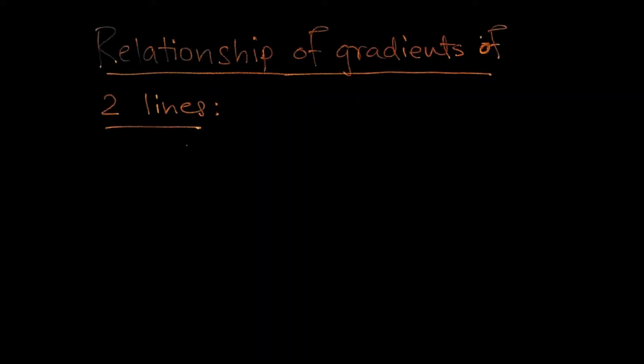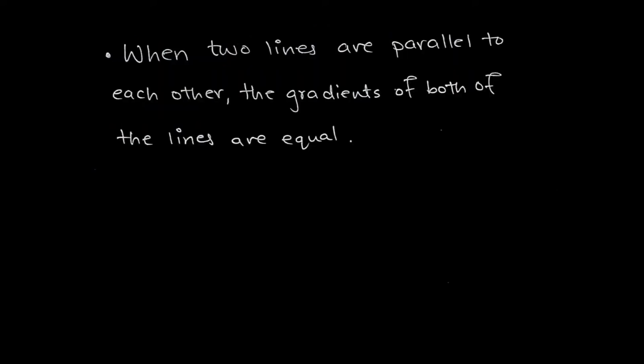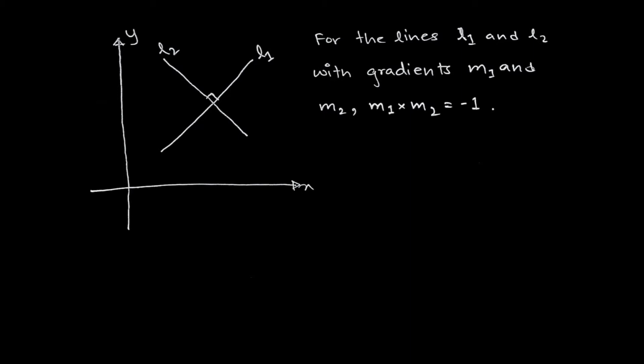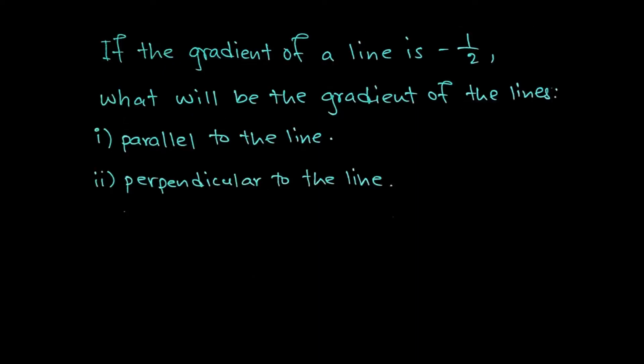Let us start today's video with the relationship of gradients between two lines. When two lines are parallel to each other, the gradient of the lines are equal. This is because the ratio of the change in the values of y to that of x remains unchanged. But when two lines are perpendicular to each other, the relationship looks something like this. For the lines L1 and L2 with gradient m1 and m2, the product of the gradients of both of the lines equals -1.